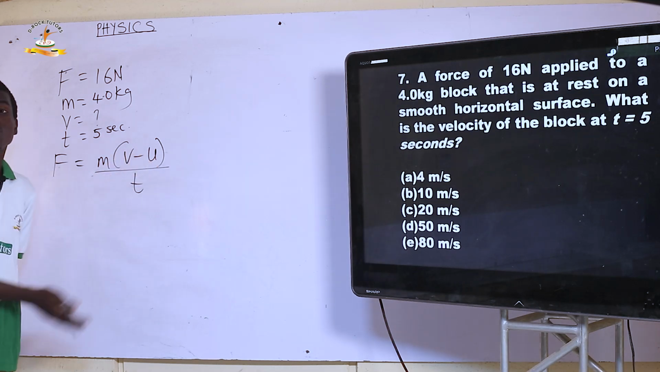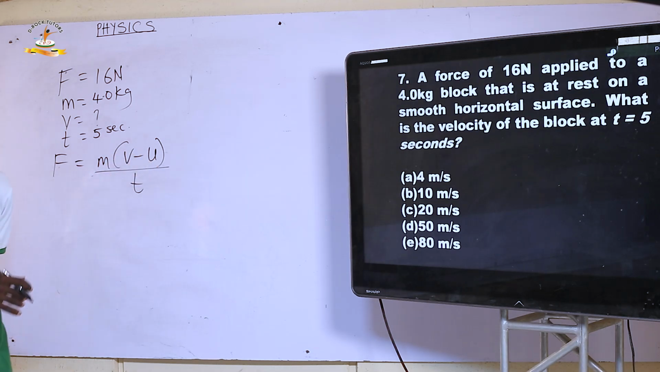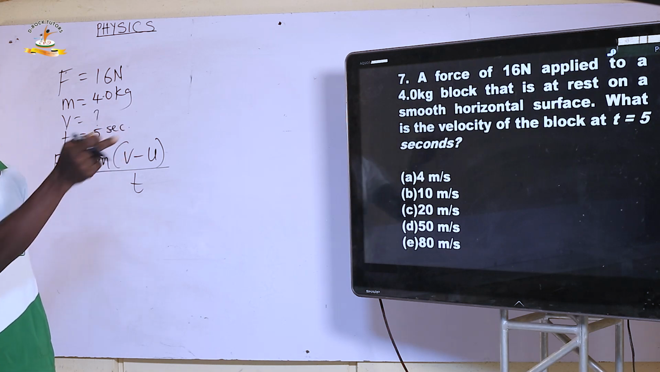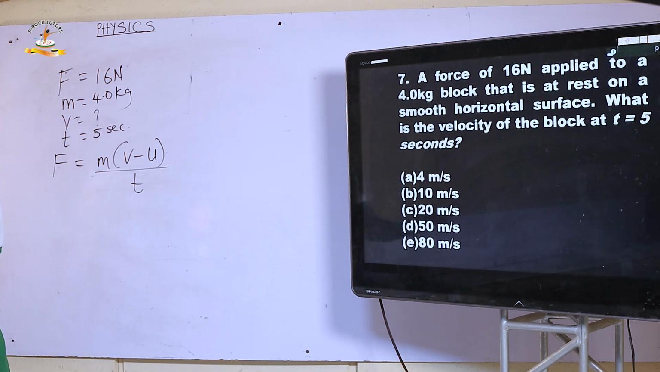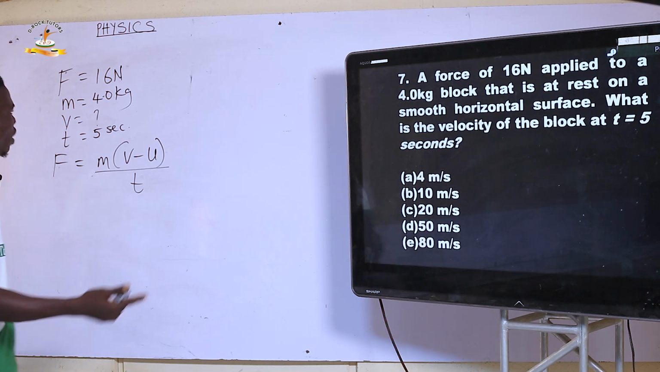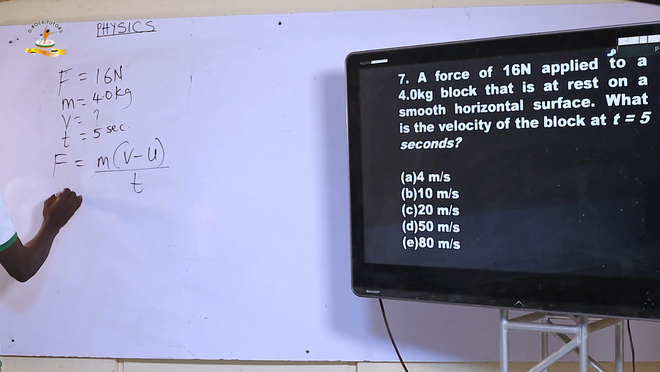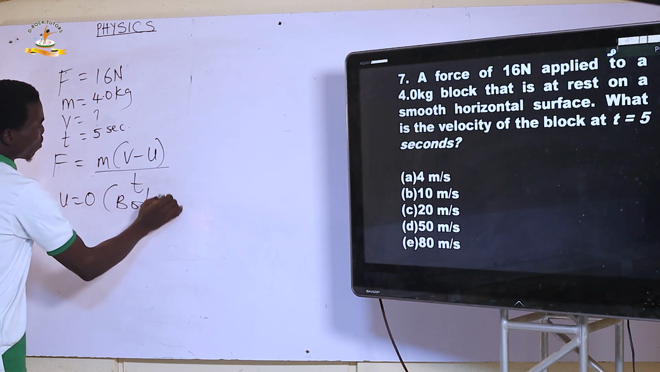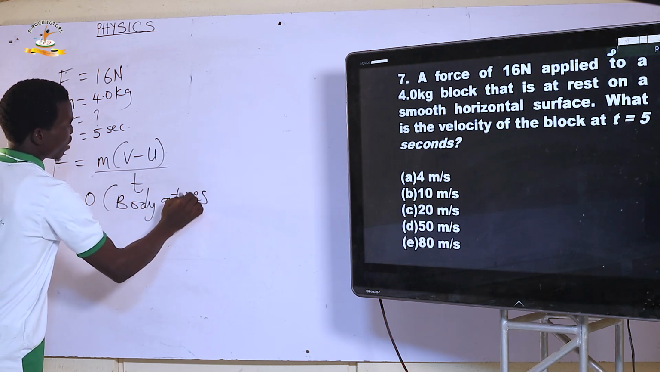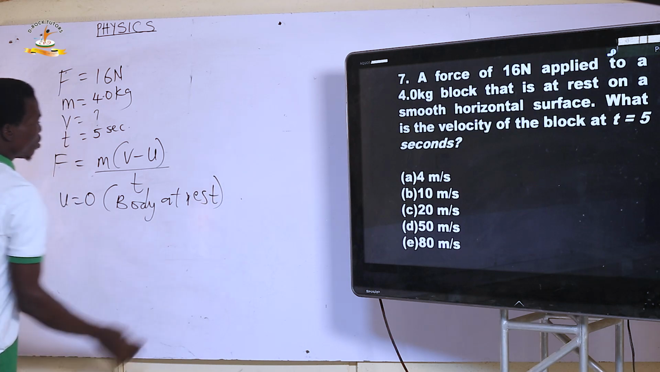However, do we have u? No. But at the same time, we have it because the question says rest. In physics, when we say something is at rest, we mean the initial velocity is zero. So literally, u equals 0 because the body is at rest. Whenever a body is at rest, initial speed is going to be 0.